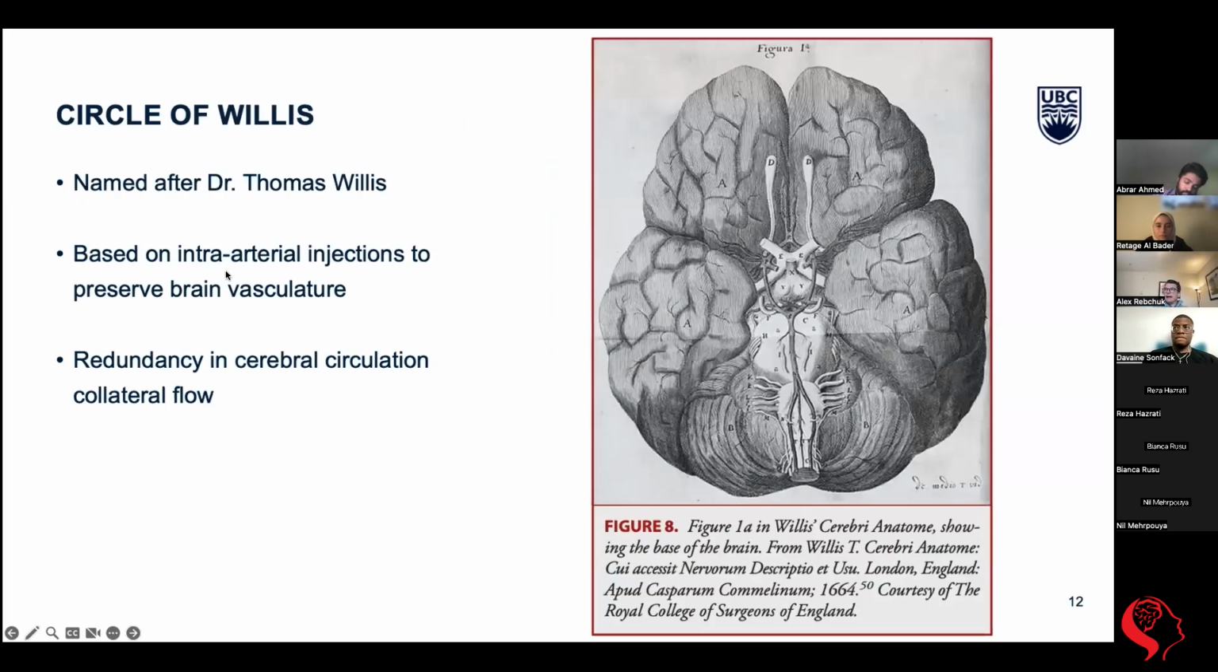Circle of Willis, something you hopefully have at least heard of before, but something, again, you should know. It's named after Thomas Willis, who described it here in this original drawing. It allows a redundant arterial supply to the brain, and redundancy in that cerebral circulation. So there are multiple connections that allow anterior to posterior circulation connection and left to right circulation connection.